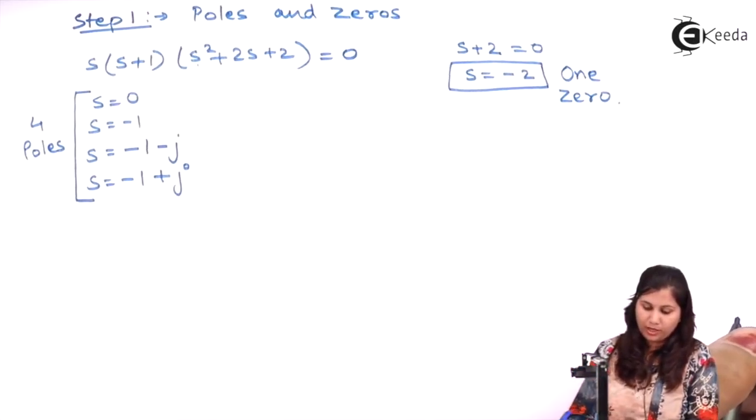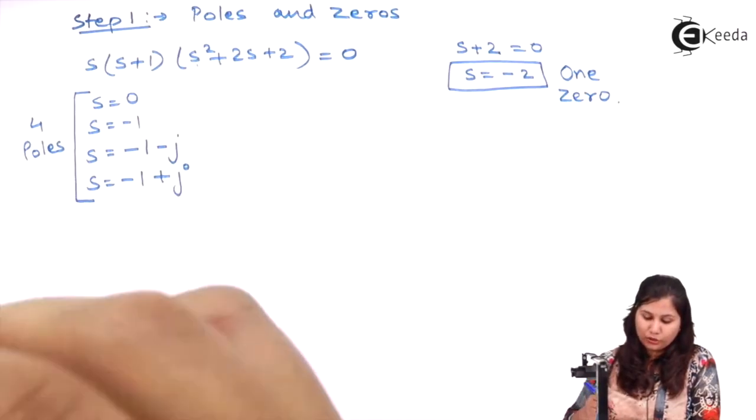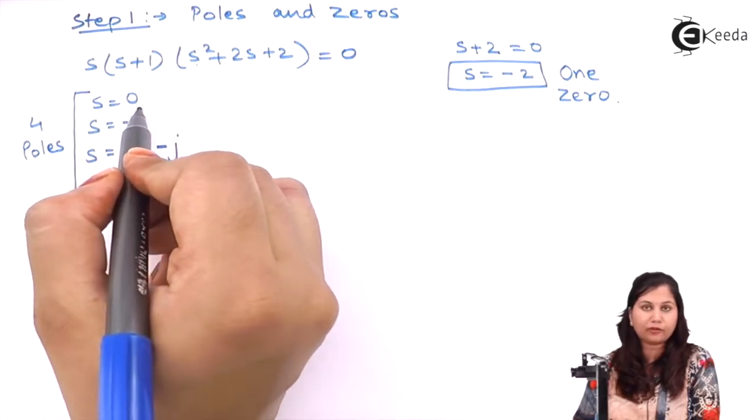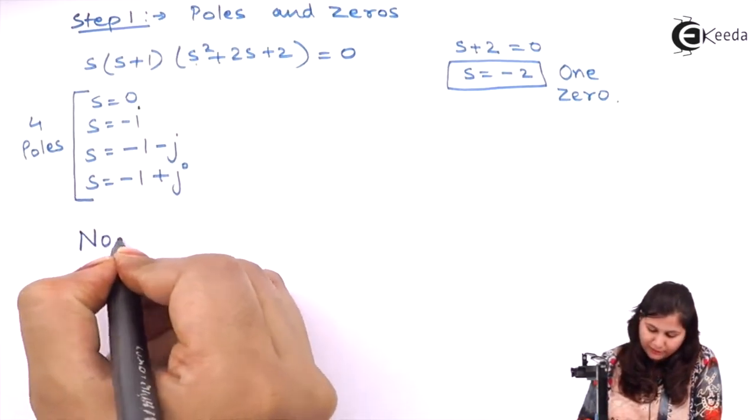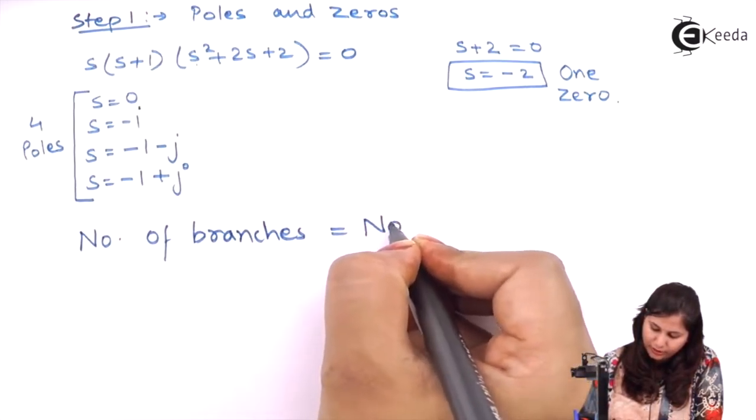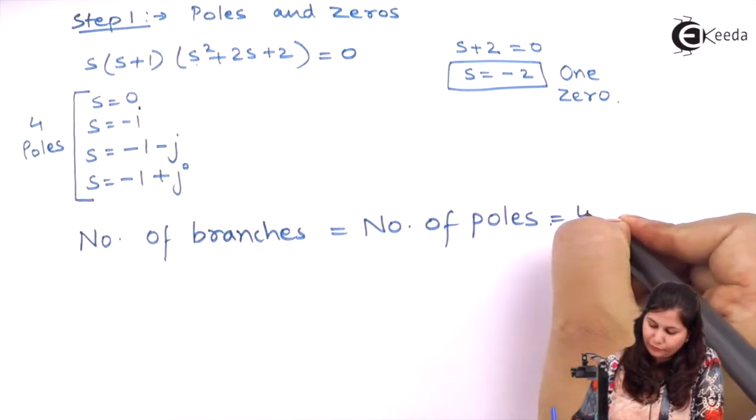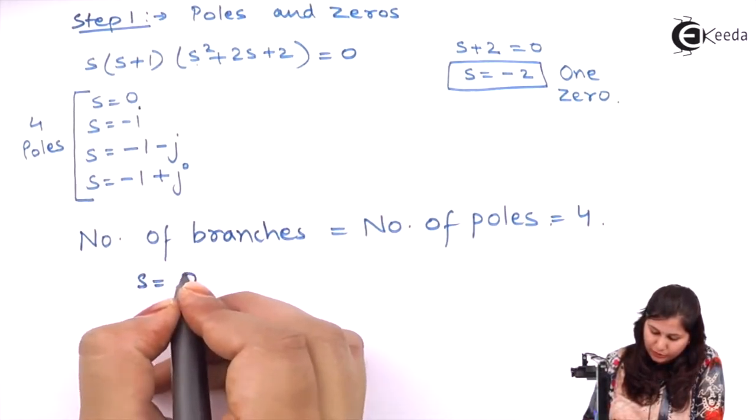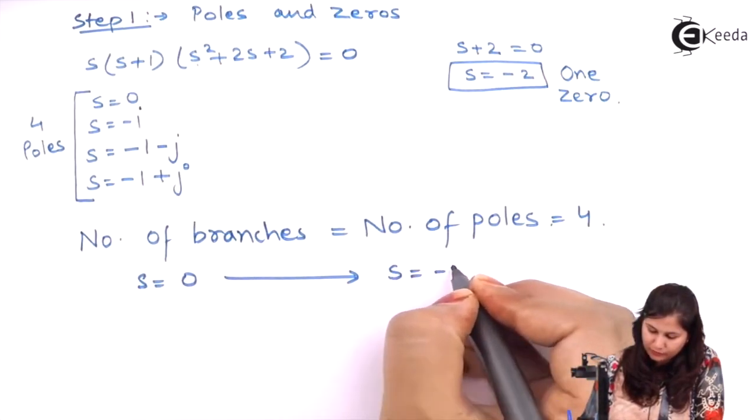Okay. Now we know that the root locus starts from the poles and terminates at zeros. So our one pole is s = 0. The root locus branch will start from s = 0 and terminate at s = -2. We know that the number of branches of the root locus is equal to the number of poles. So branches will be 4 because we have 4 poles here. For these four poles, one branch will start from the pole s = 0 and it will terminate at the zero s = -2.